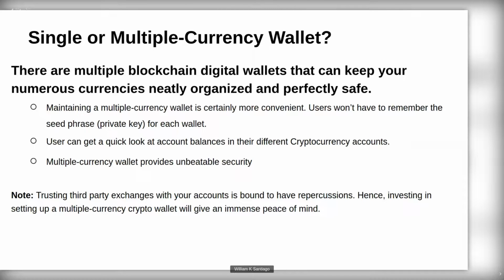Trusting third-party exchanges with your account is about to have repercussions. We talked about the web wallets, where you're trusting the exchanges. Having a multi-currency crypto wallet gives an immense peace of mind, because you don't have to keep your coins in that exchange's online wallet. If the exchange goes down, which has happened in the past, you lose all your coins. If you had them on your multi-currency wallet, that wouldn't be the case.